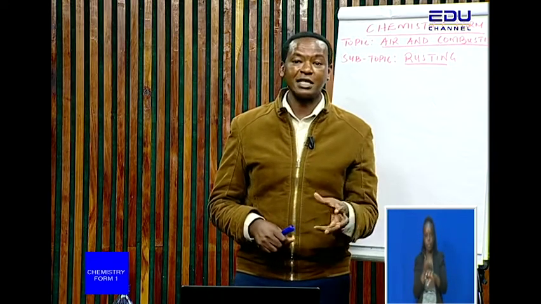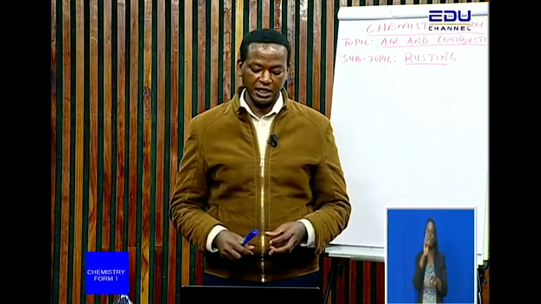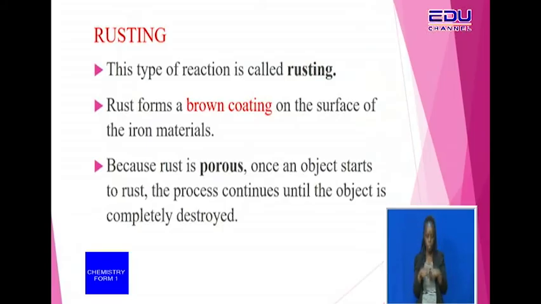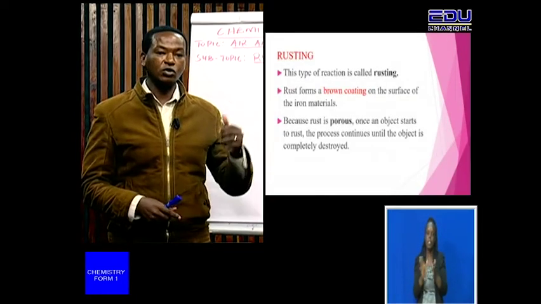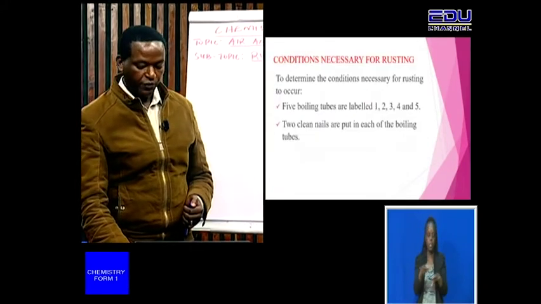Because rust is porous, once the object starts rusting, the process continues throughout the object, and finally the object is completely destroyed. Therefore, you do not have your chain anymore. The chain is completely destroyed due to rusting on the surface of the metal.